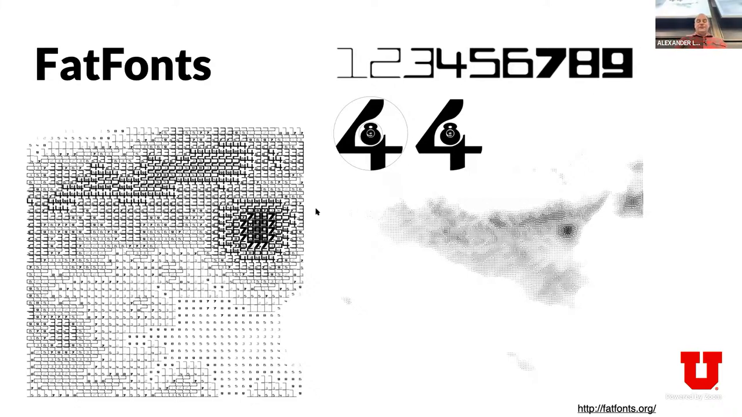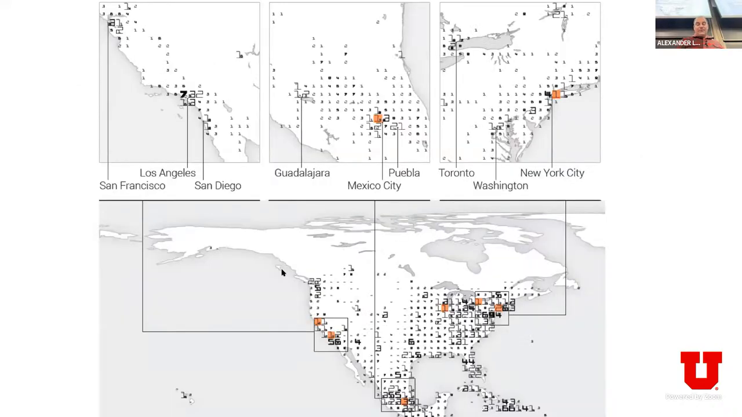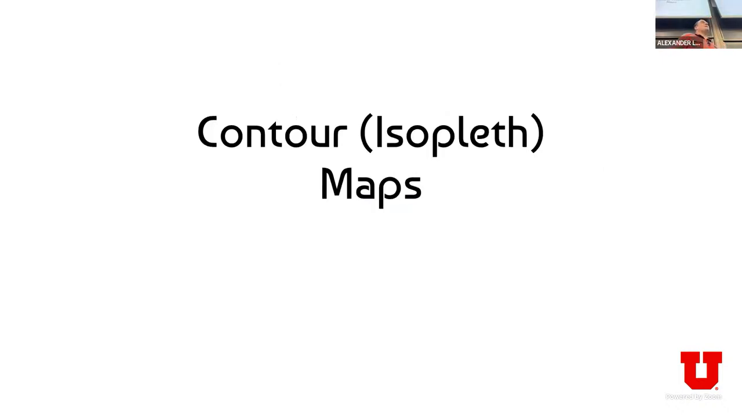And then you can use this to plot elevation maps, for example. Here's an elevation map of an island. Or here would be a fat font for population in North America, generally speaking. This is a really cool idea. It's more of an art project, but still neat.